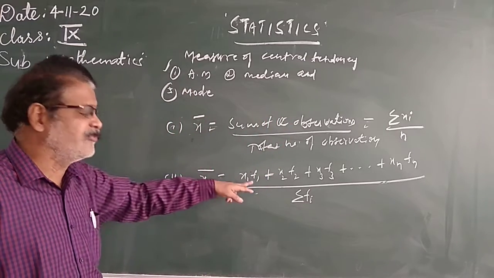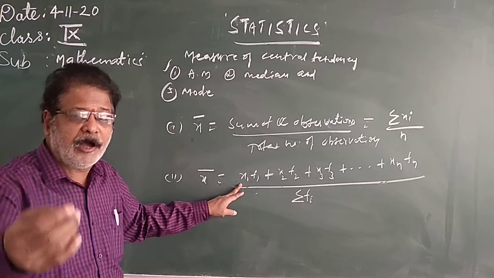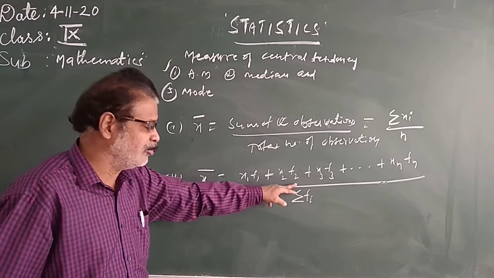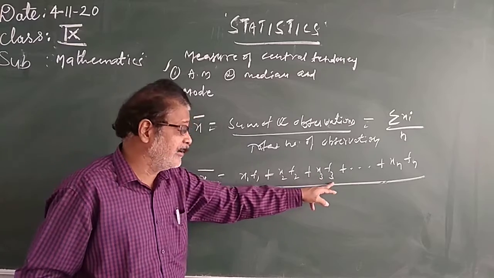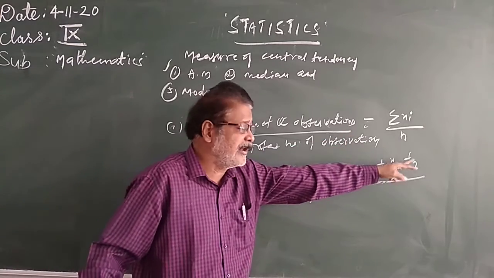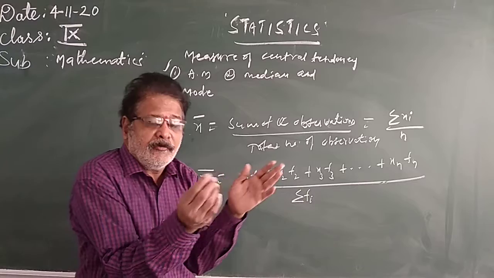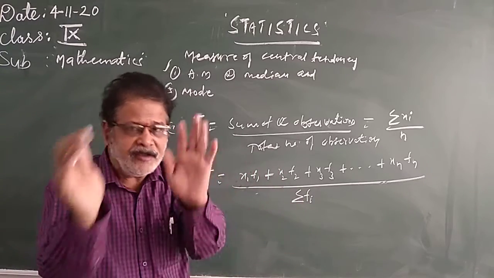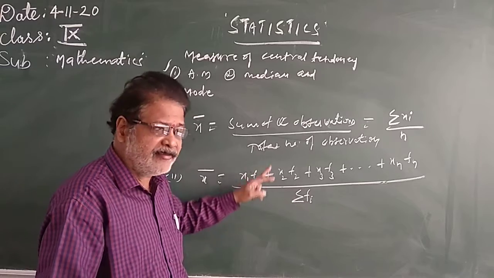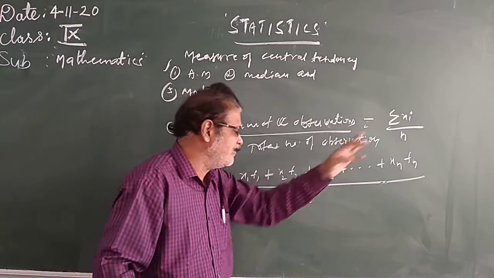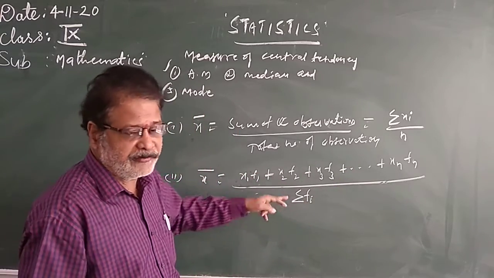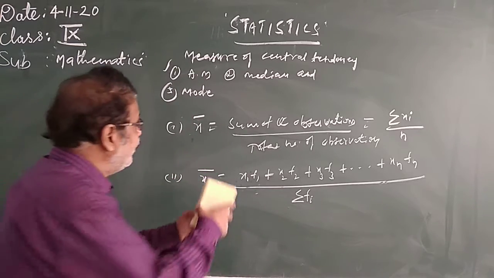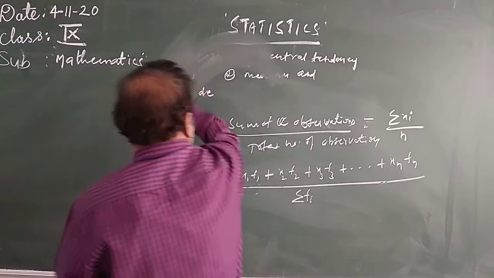Similarly, when the observations come with frequencies, the x1 observation occurred f1 times, the x2 observation occurred f2 times, the x3 observation occurred f3 times, and like that the xn observation occurred fn times. Then what do you have to do? You need to find the product of the observation and frequency: x1 f1 plus x2 f2 plus x3 f3 and so on, divided by sigma fi, the total frequency. We did problems on this also. Now we will solve some problems based on this.